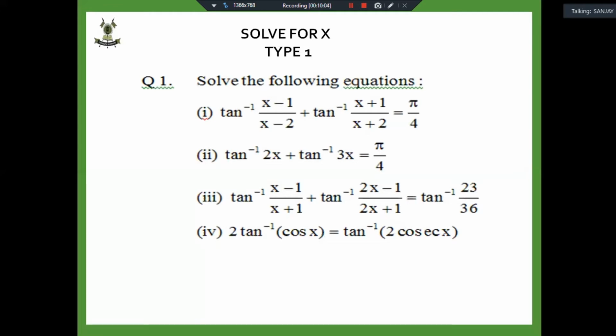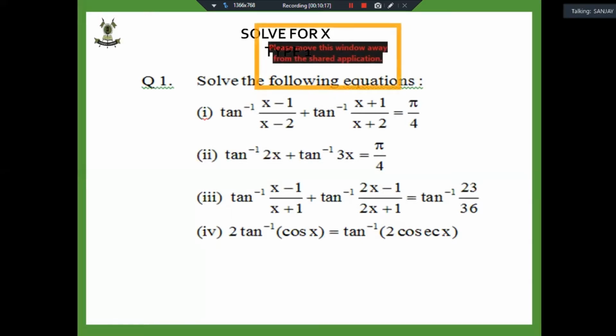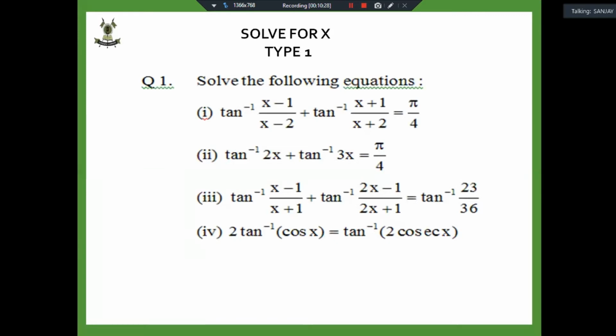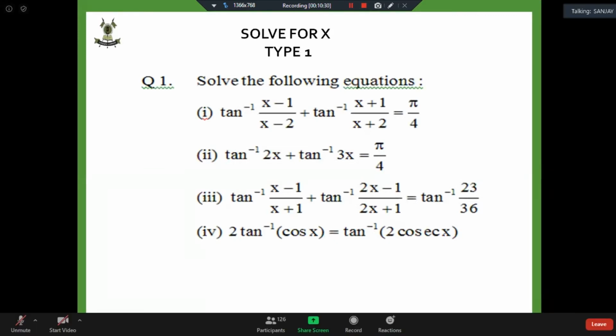I give the answers. In fourth part, they are given 2 tan inverse cos x. So you write tan inverse cos x plus tan inverse cos x. Then you can apply the formula. Okay. So start 12th A class. 12th A class, the first question for you. Second question for 12B class. Third question is for 12C. I give 5 minutes to you all. Okay. After 5 minutes, please give the answers of all questions.